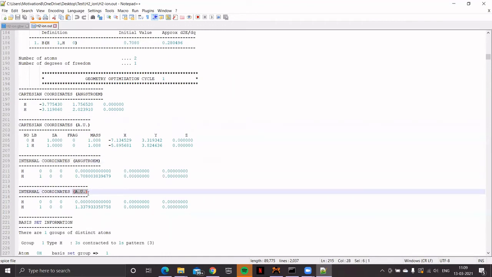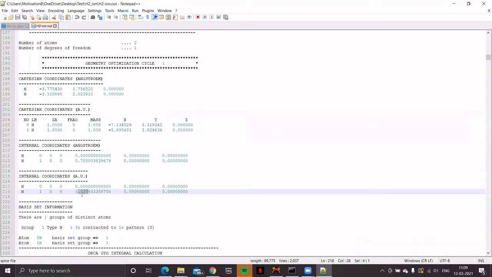Now, this is in angstrom, and that's in atomic units. Remember, one atomic unit is 0.529 angstrom. So if I divide this by 0.529, you'll get this particular value, 1.337. Fine. And if you multiply this with 0.529, you'll get this particular value. So that's the conversion of atomic unit to angstrom. Length, one atomic unit is 0.529 angstrom.